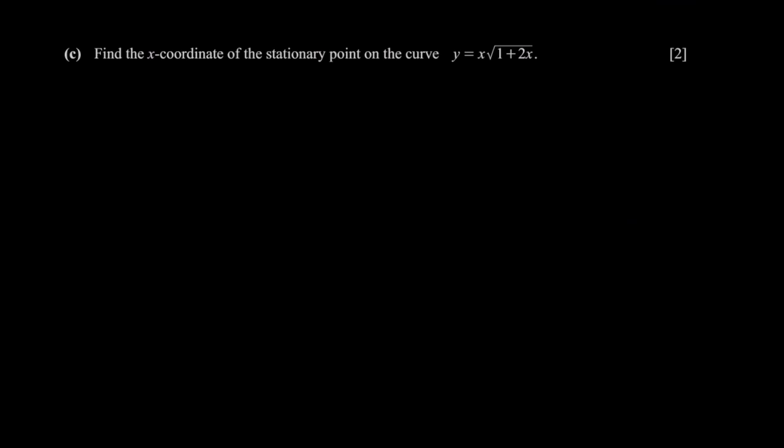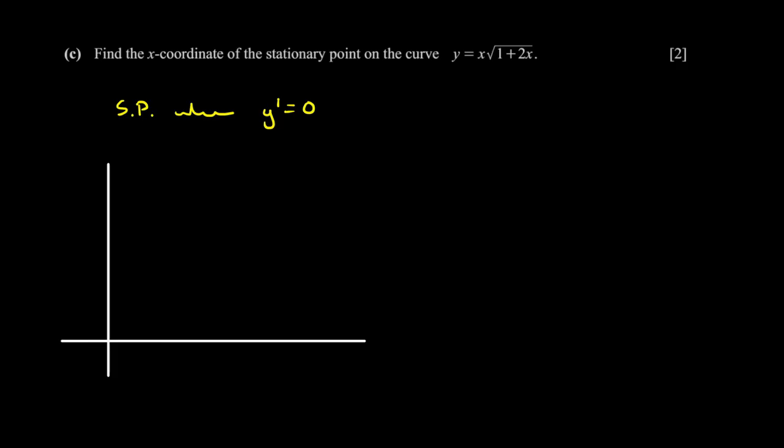Find the x-coordinate of the stationary point on the curve. Okay, well, where do we get a stationary point? A stationary point is when dy dx is equal to 0. Okay, so when dy dx is equal to 0, what does it actually look like? Well, let's draw a cubic, I guess. So we got something like, oh, yeah. Let's draw something like that.